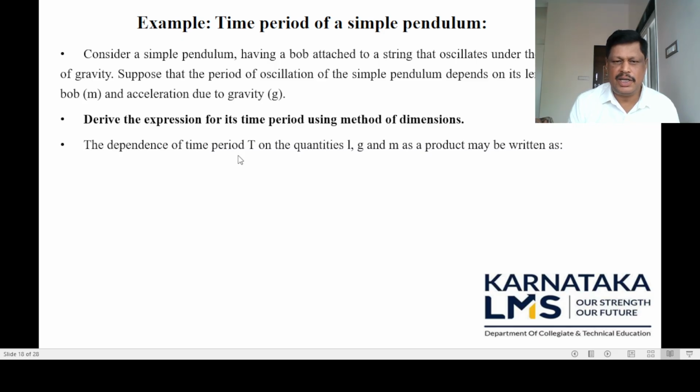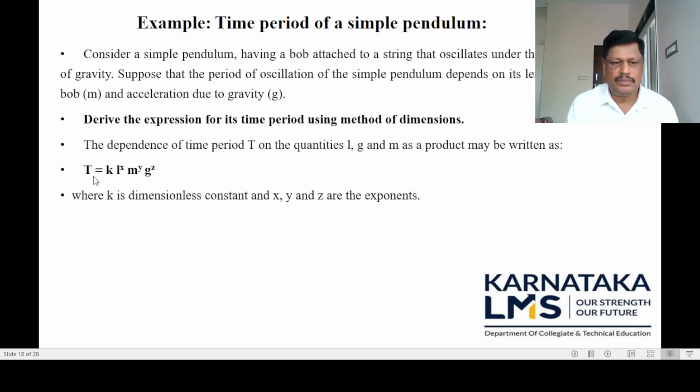So the dependence of time period T on the quantities L, g and m as a product may be written as time period T is equal to some constant k, L to the power of x, m to the power of y, g to the power of z. So T is equal to k L to the power of x, m to the power of y, g to the power of z. We should find out the values of x, y and z using the dimensional formula of time period, where k is a dimensional constant and x, y and z are the exponents.